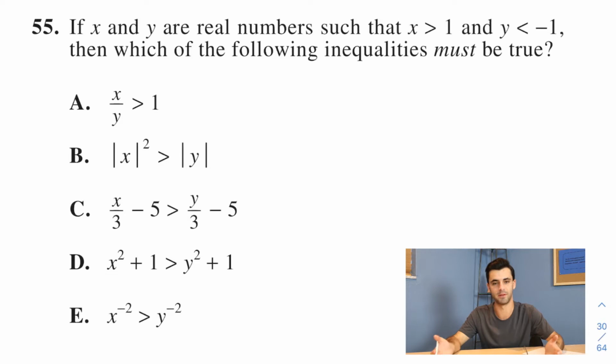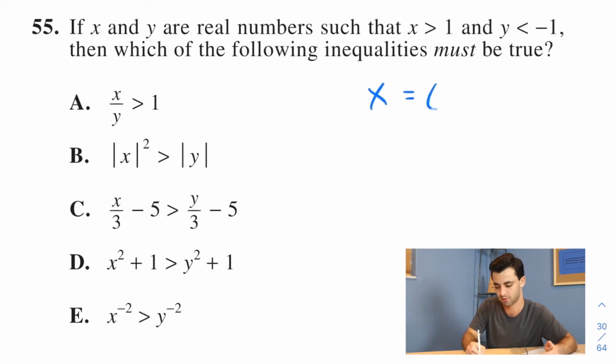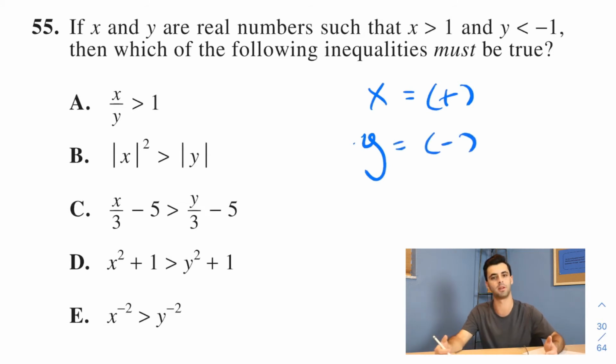Here we have question 55 that says if x and y are real numbers such that x is greater than 1 and y is less than -1, then which of the following inequalities must be true? Well, when they tell us x is greater than 1, we know that x has to be positive. So x is positive, and when y is less than -1, we know that y is negative. And using that information, we can go ahead and solve 55.